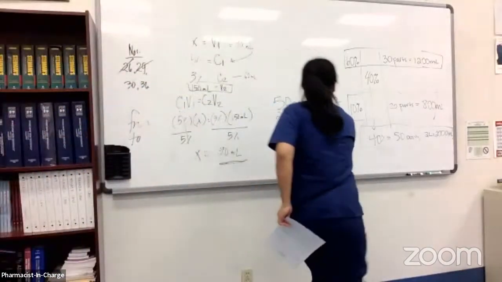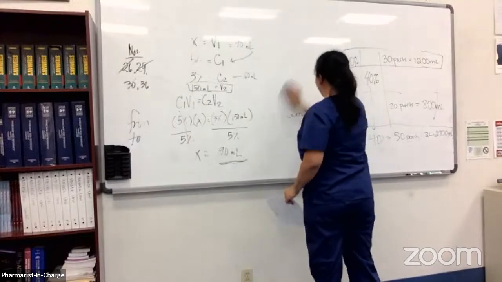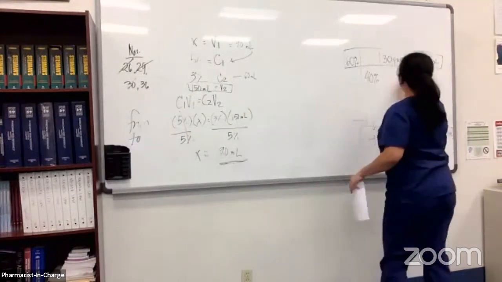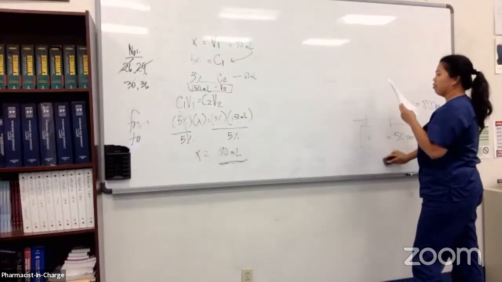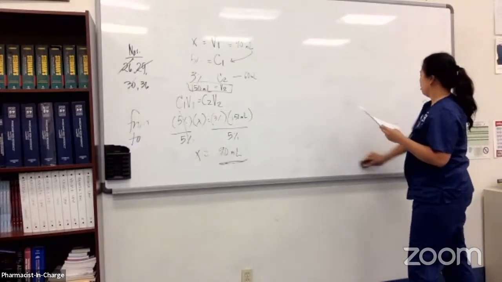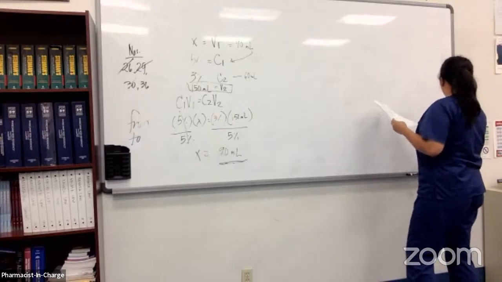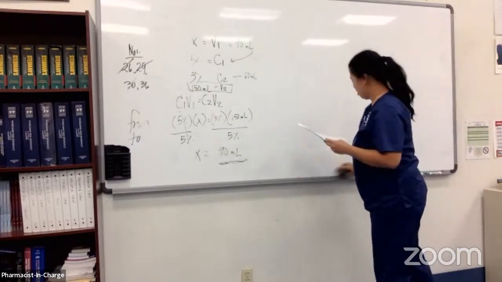Okay, she got it correct. 1:3. 1 part is to 3 parts. 1 part of what? Sodium chloride. 1 part of the sodium chloride and 3 parts of the water.